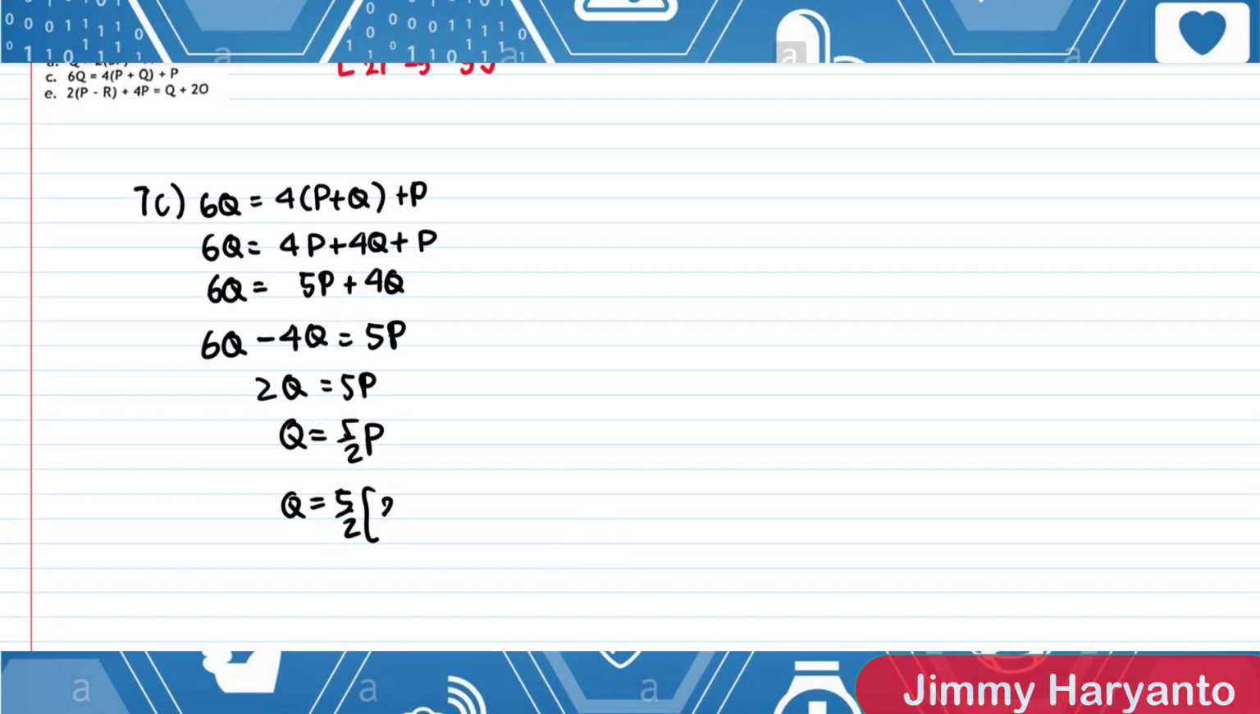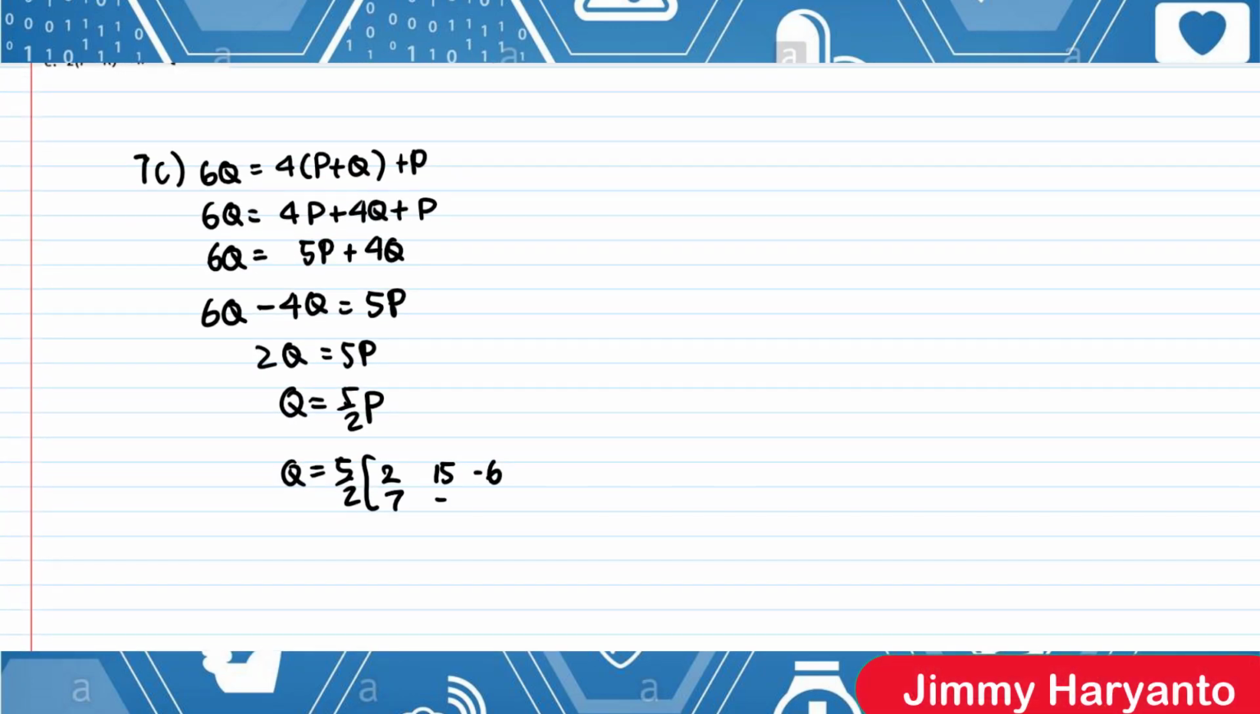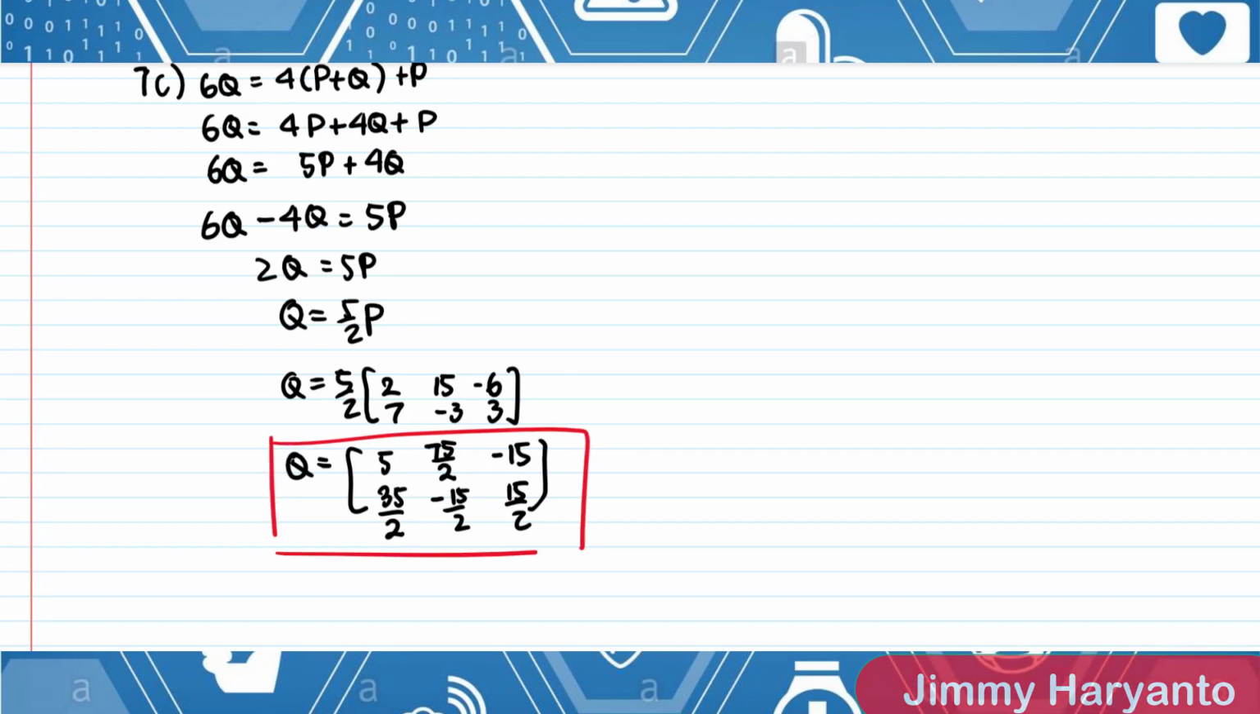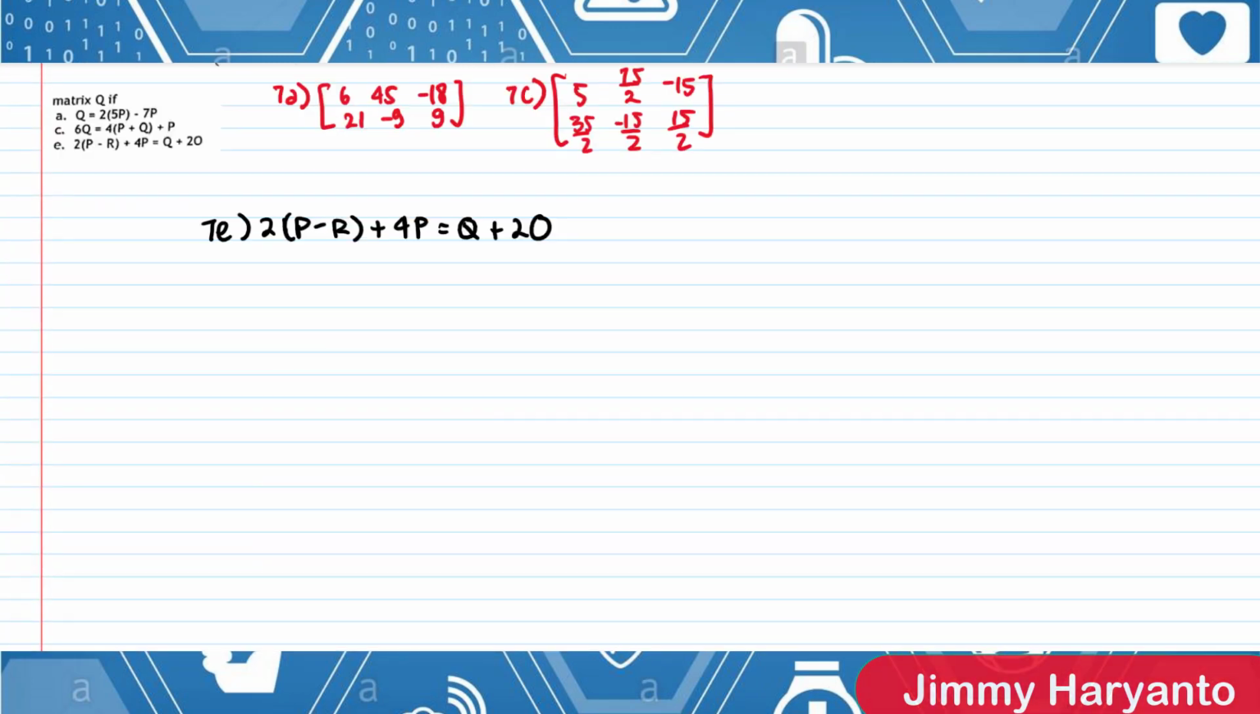2, 15, negative 6, and then after that, 7, negative 3, and 3. Okay, so you will get, for the first one, 5, and the second one is 75 over 2. The third one is negative 15. The fourth is 35 over 2. The fifth negative 15 over 2, and then 15 over 2. There you go. This is the answer for number 7C.